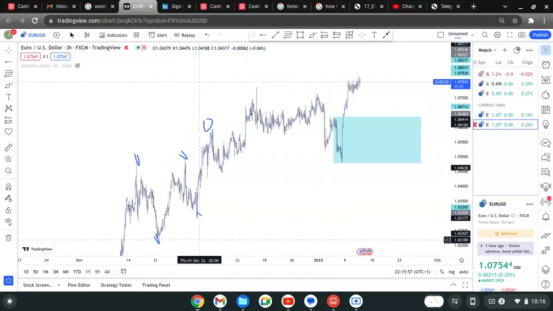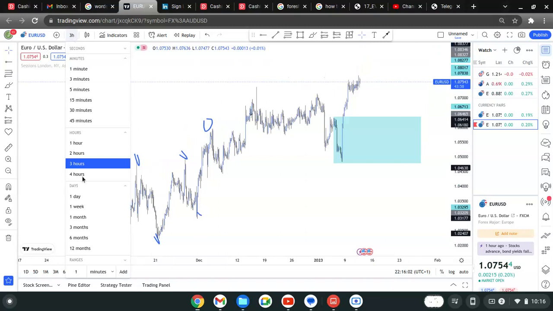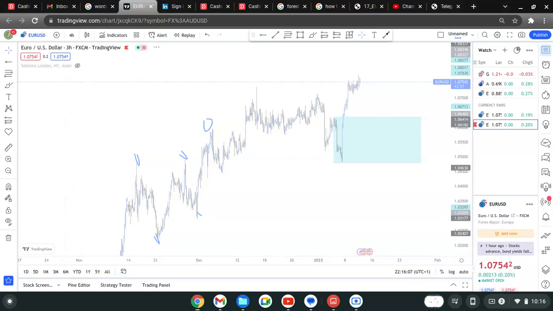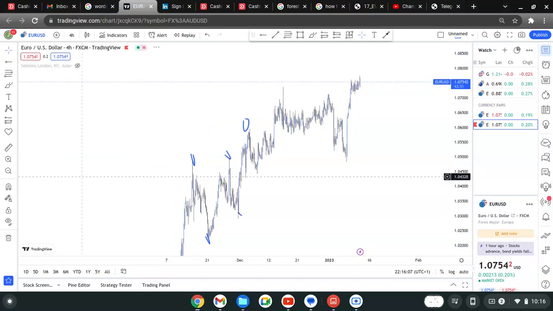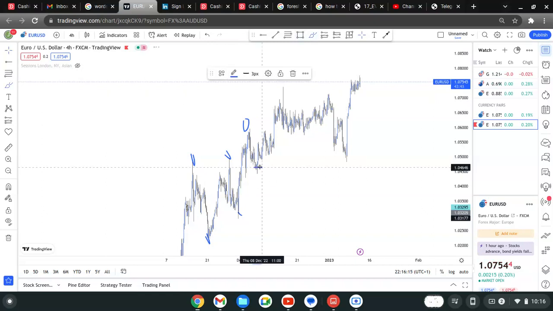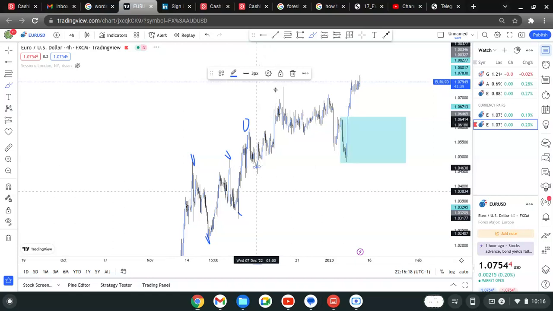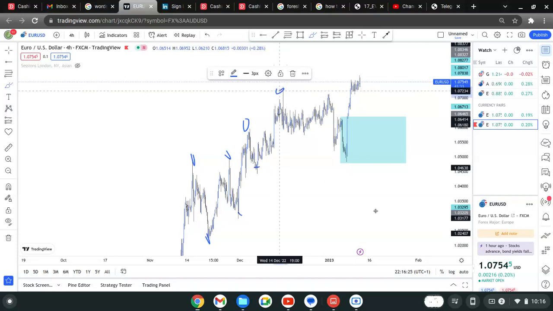I think I need to go higher on the time frame. Let's go with 4 hour. Okay, so we see these swing points: higher high, sorry, higher low, higher high.